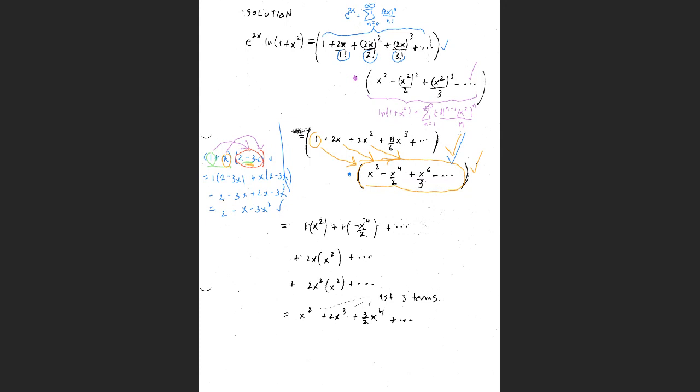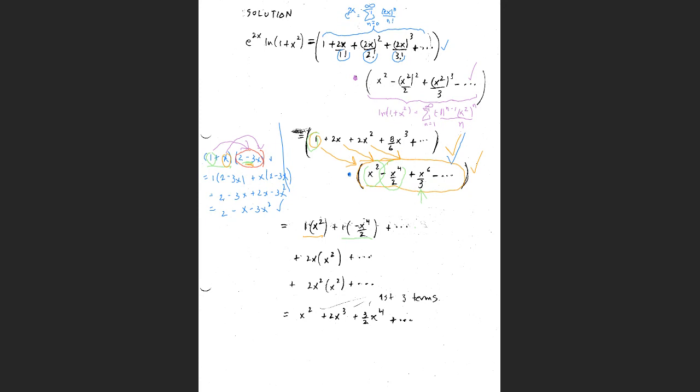Now, when we do this, we want the first three terms. So I know that 1 times x squared is going to give me 1 times x squared. And I'm looking here at the 1. Then 1 times negative x to the 4th over 2, that's here. Okay. But I don't go any further. I don't take 1 and multiply it, for instance, by x to the 6 over 3.